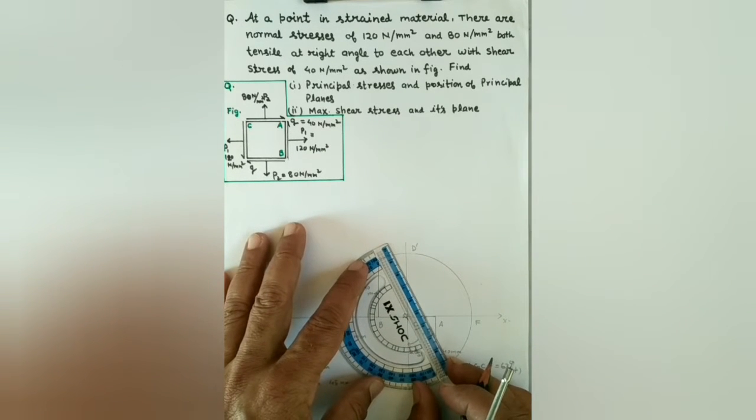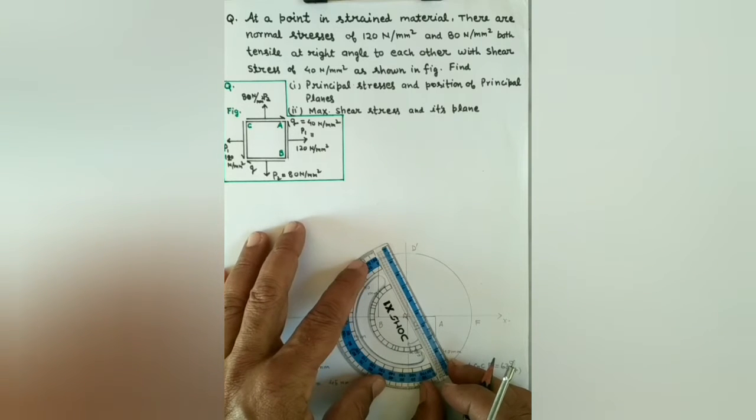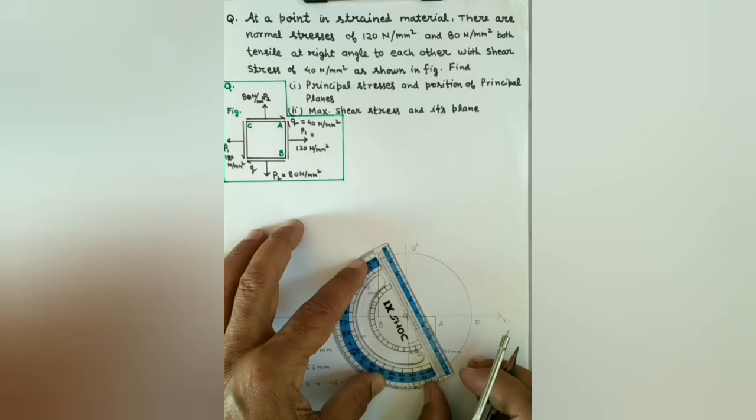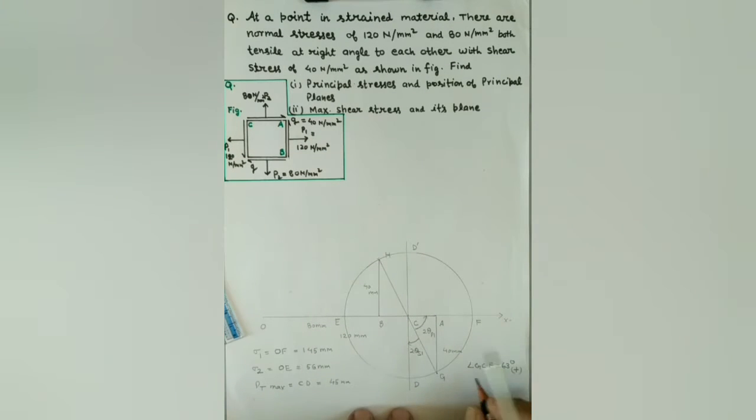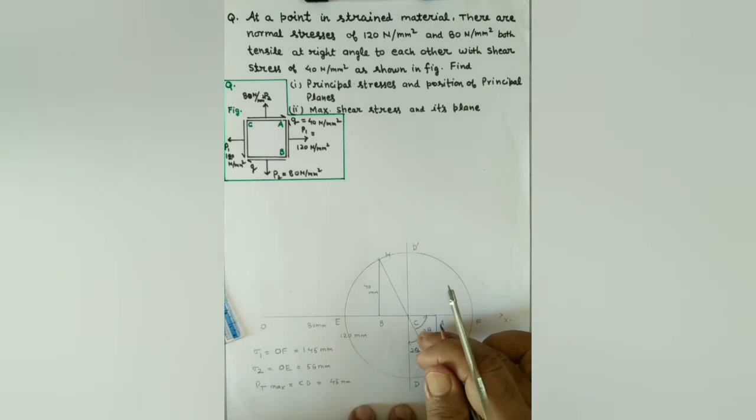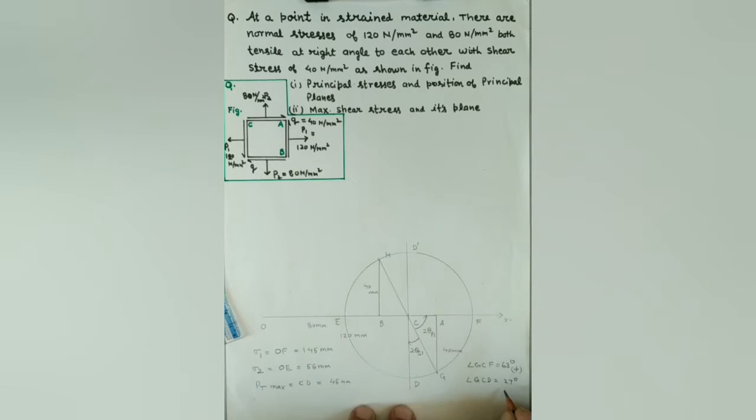Now angle GCD is the orientation of the maximum tangential stress. So let us measure the angle GCD, which will be equal to 2 theta S1, and which comes to about 27 degrees. So angle GCD is equal to 27 degrees and negative in sign, since it is being measured in clockwise direction.